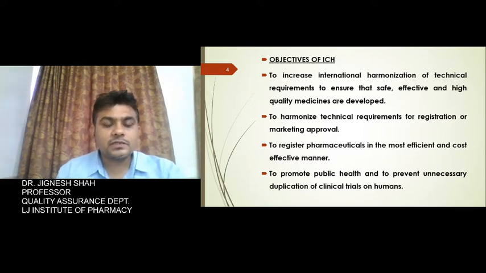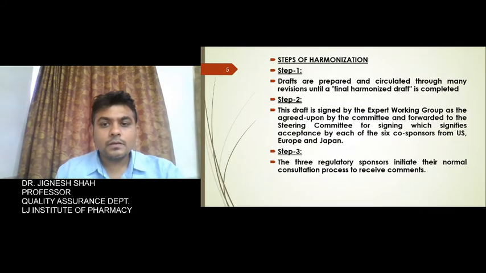Overall, we can say that ICH guidelines mainly focus on development of quality medicines and providing such quality medicines to humans, and in that way we can reduce the adverse effects on humans by imparting quality drugs to the people. The next part is steps involved in harmonization.